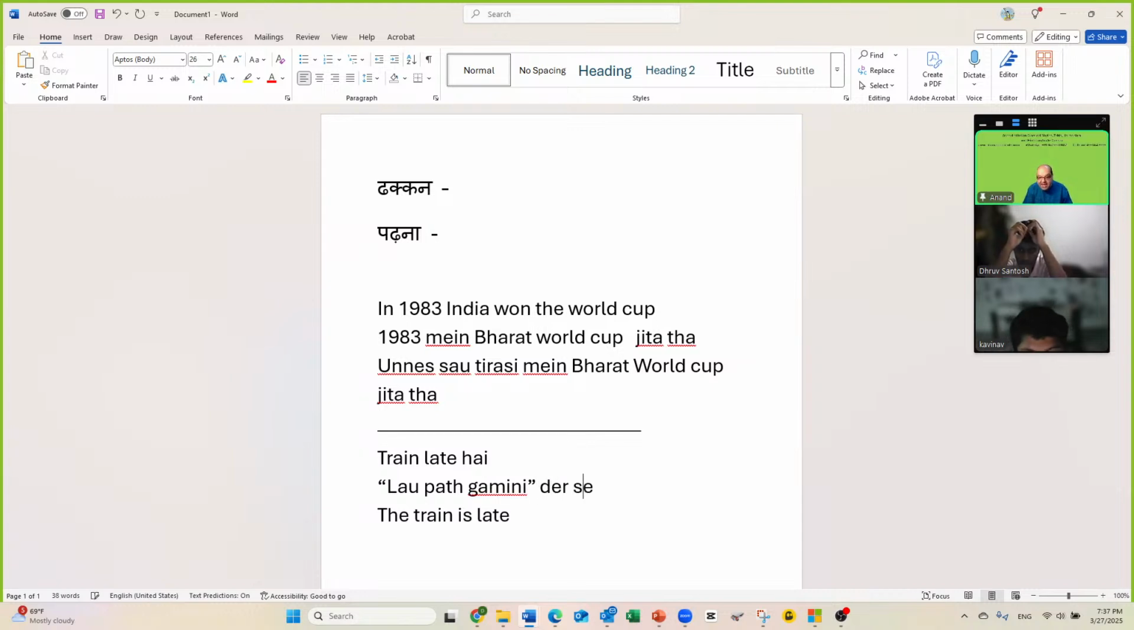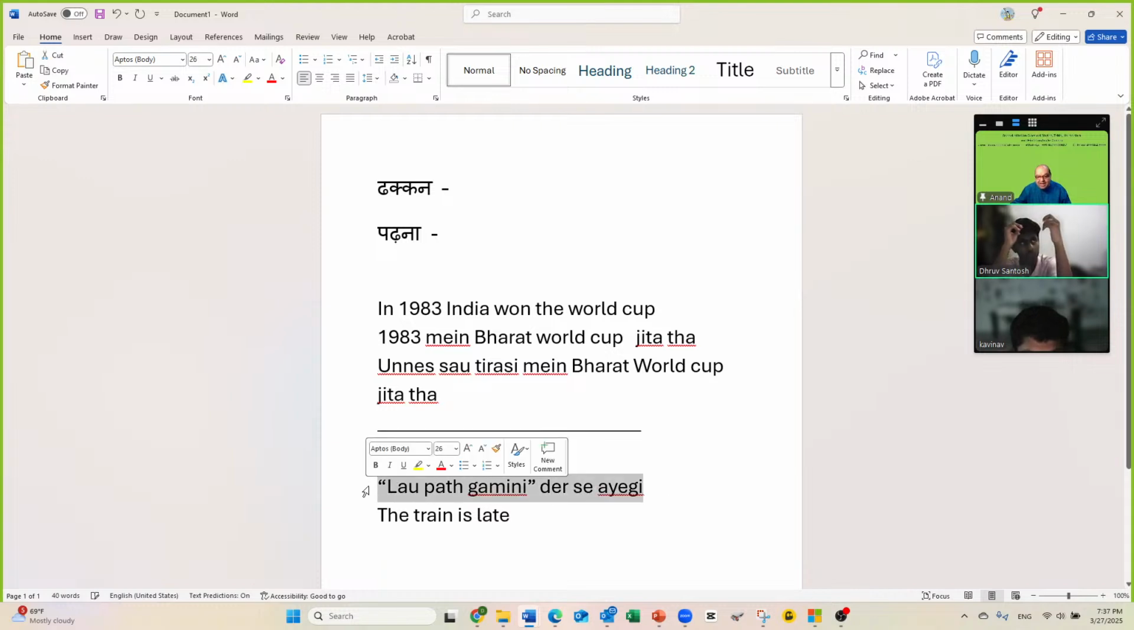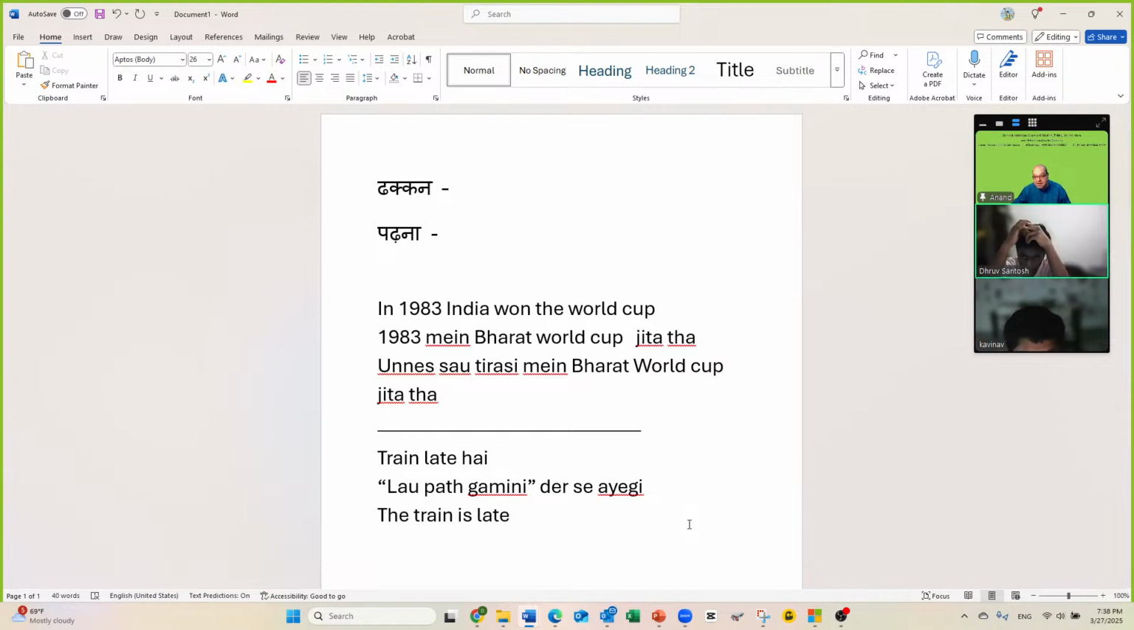And then you'll say wahan se aayegi. Why is the exact translation of the sentence aayegi and not aayega? Because train is considered female. Wait, so could you put it as aayega? No. Gadi, or gamini, is considered female. The train is considered female.